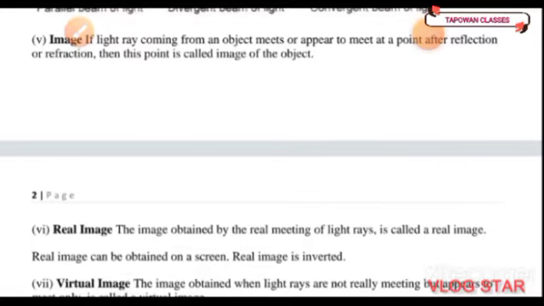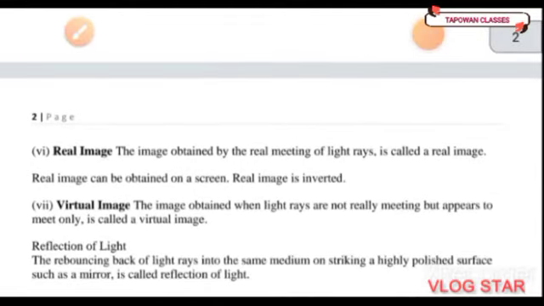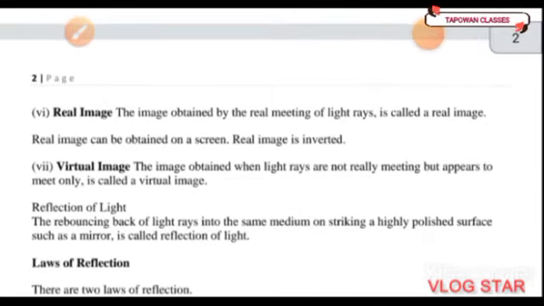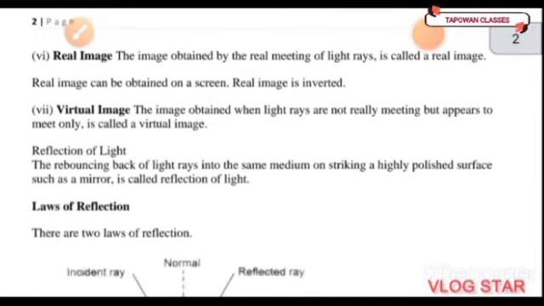An image has two types: real image and virtual image. What is a real image? An image that can be obtained on a screen is known as a real image, and it is inverted. What is a virtual image? The image formed when light rays are not really meeting but only appear to meet is called a virtual image.